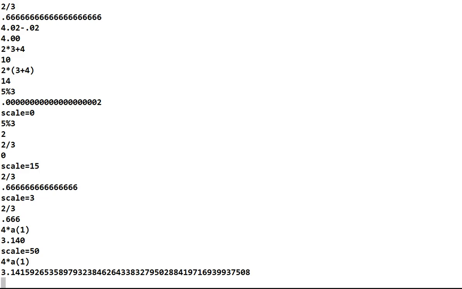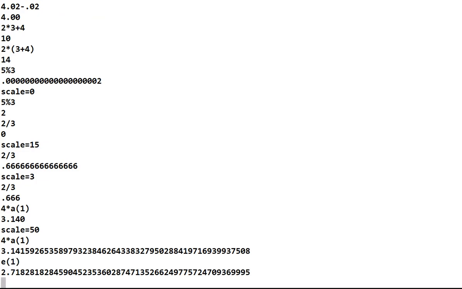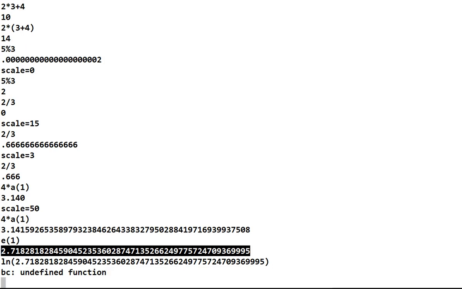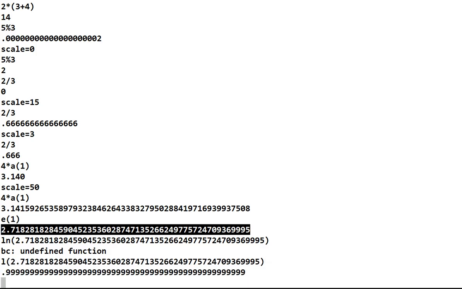So let's try E1. You should recognize that number as E from your calculus class. And then if we did the natural log of this number, it says, I don't understand it. That's because the functions are all one letter. And you can see it's trying very hard to be one. It just can't quite do it.